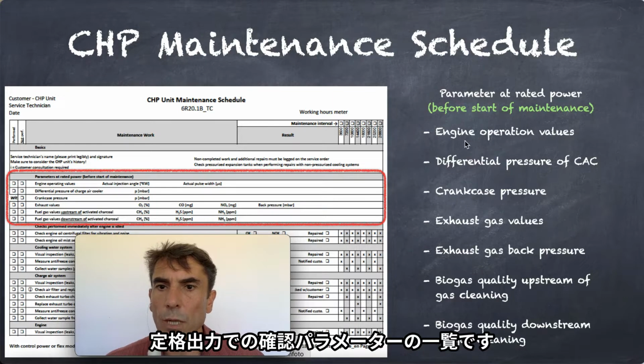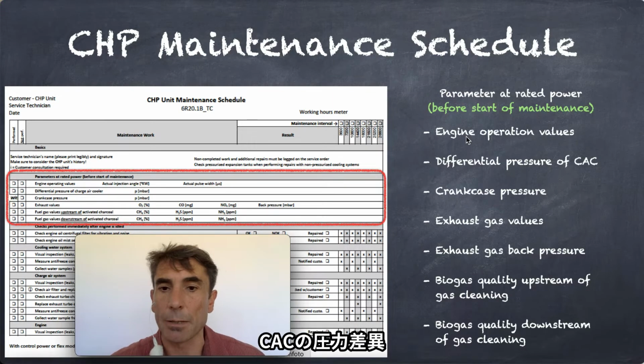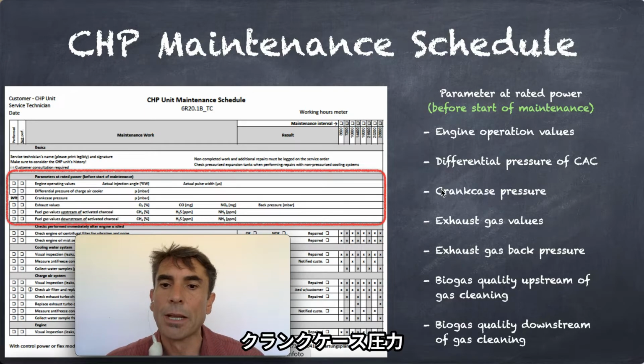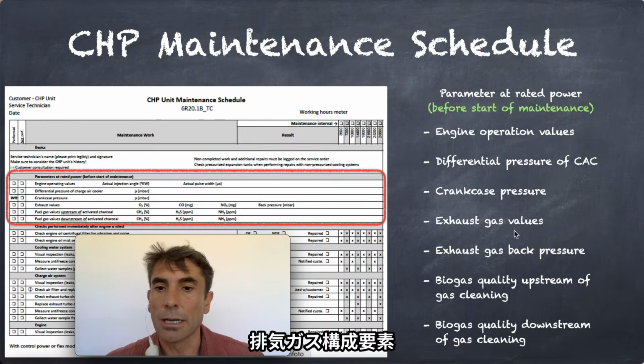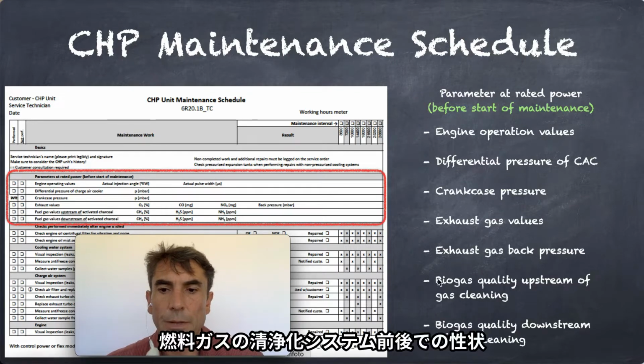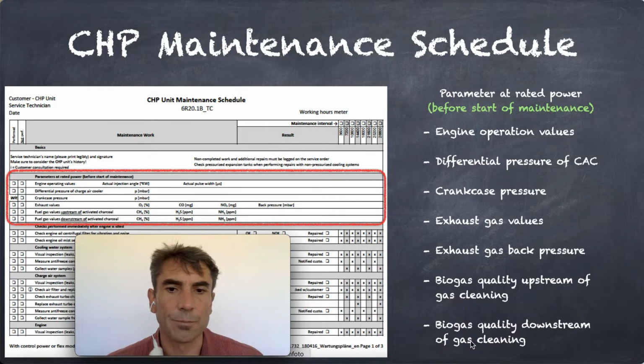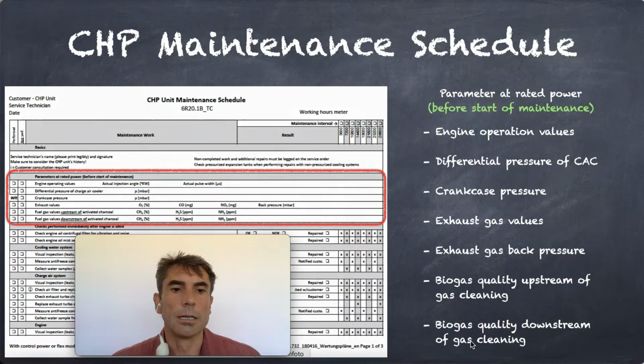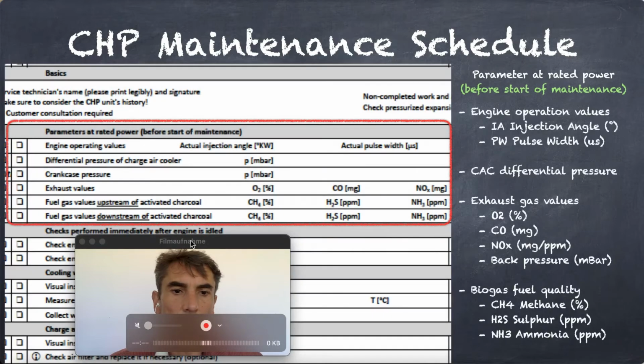So we have the operation values. We'll go through all the steps step by step. We have the different pressure of the charge air cooler, the crankcase pressure, the exhaust gas values, the exhaust gas back pressure, the biogas quality upstream of the cleaning system and downstream of the cleaning system. So let's go deeper.